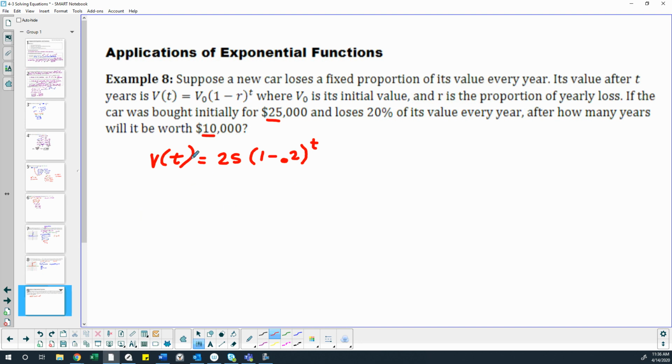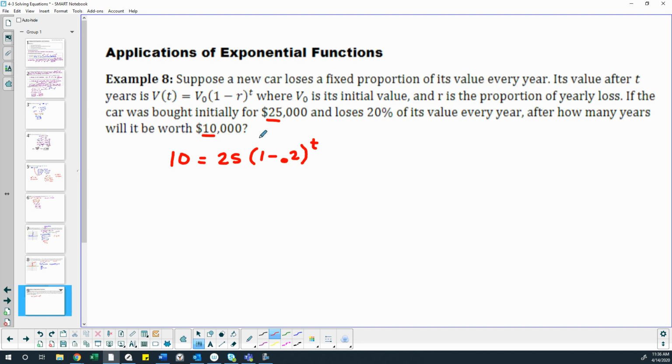So the only thing I haven't plugged into this formula was the 10 at the beginning. So the value of the car after so many years is going to be 10,000. And that was with an initial value of about 25,000. That's about what I paid for my car. And then it's going to lose about 20% per year. Now, I don't know if that is accurate for mine. I am curious now. We'll have to do some research.